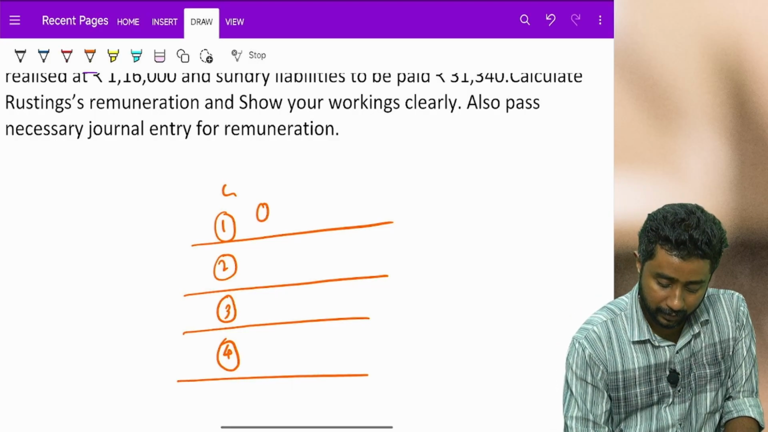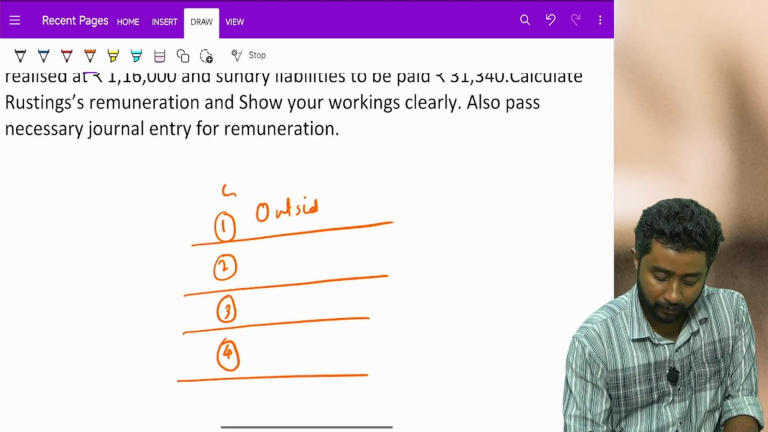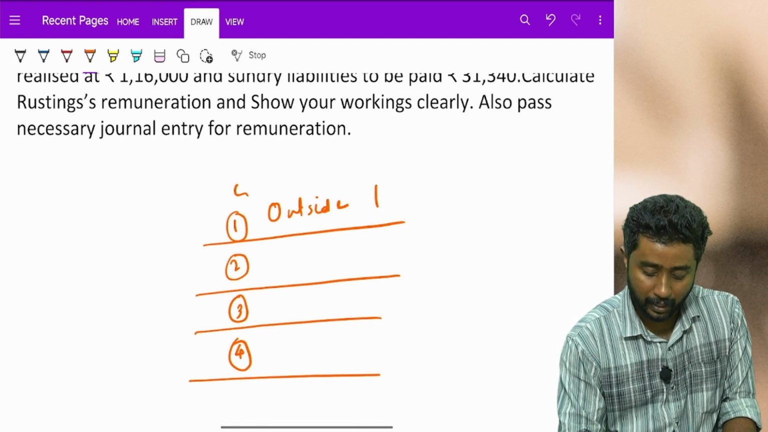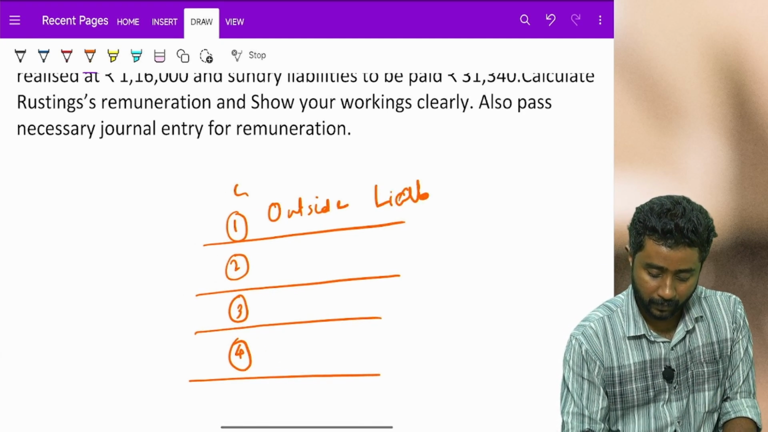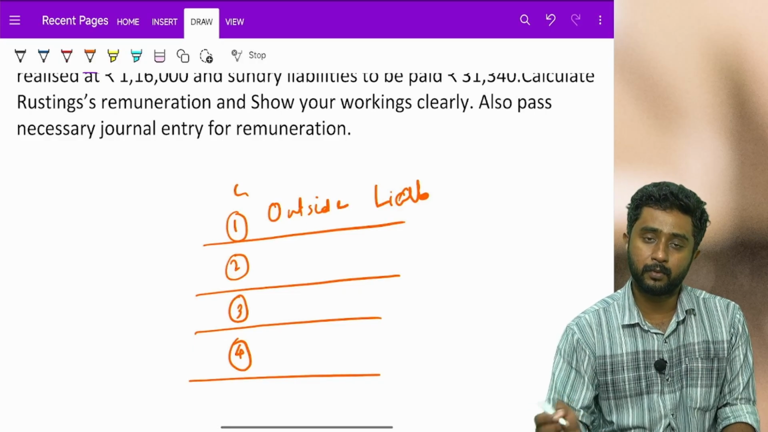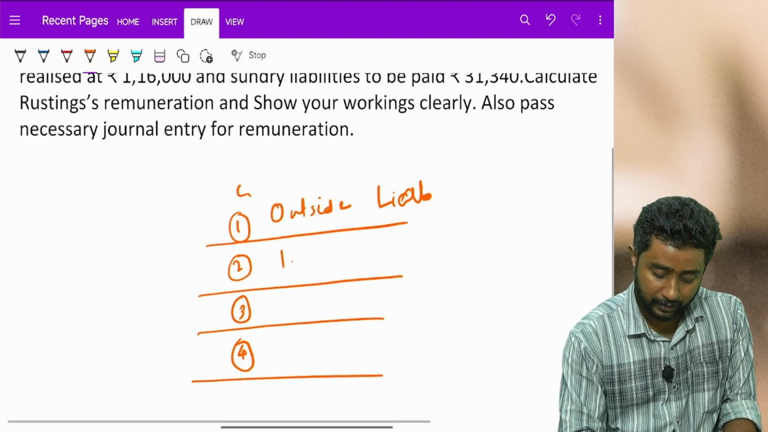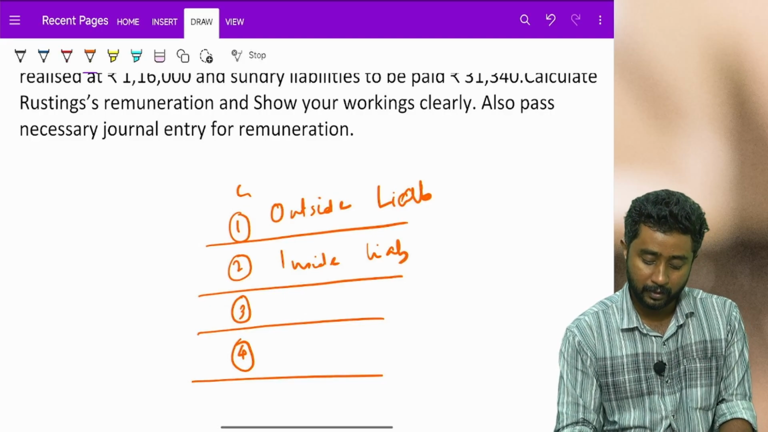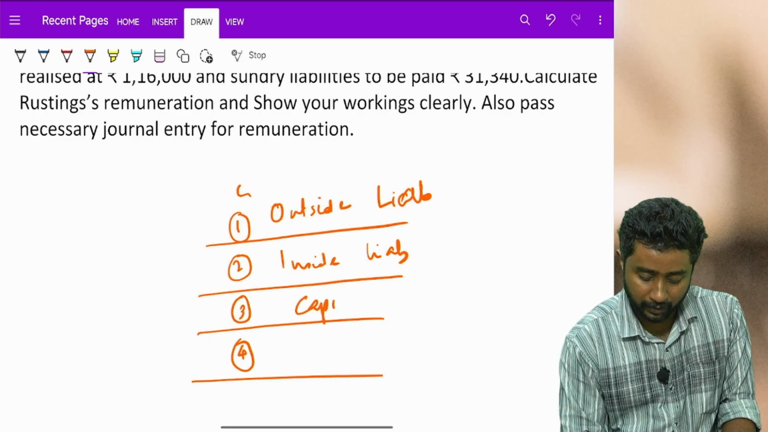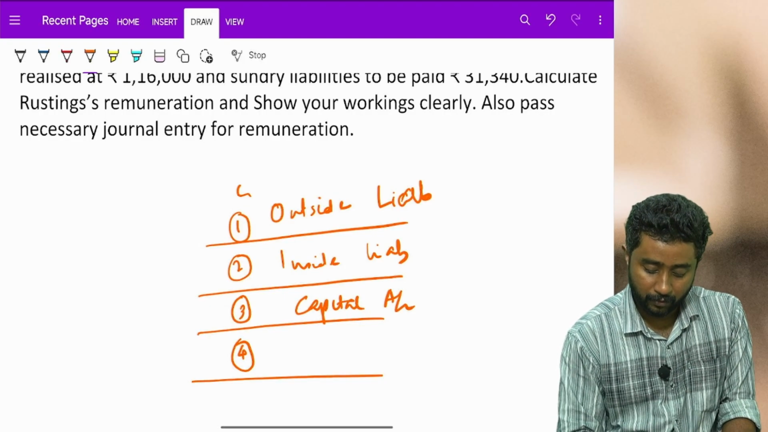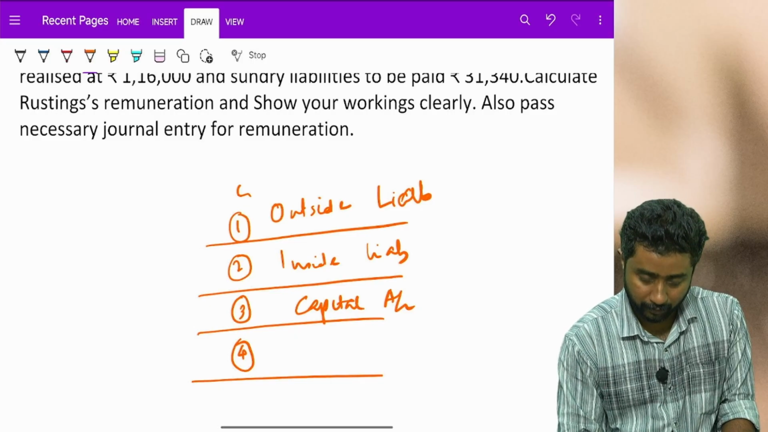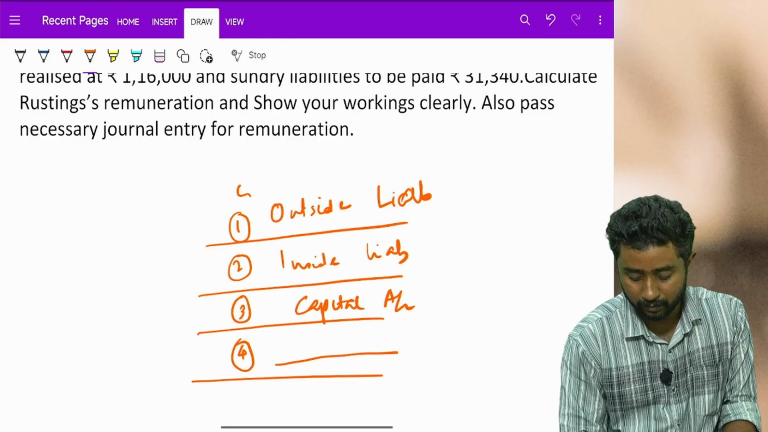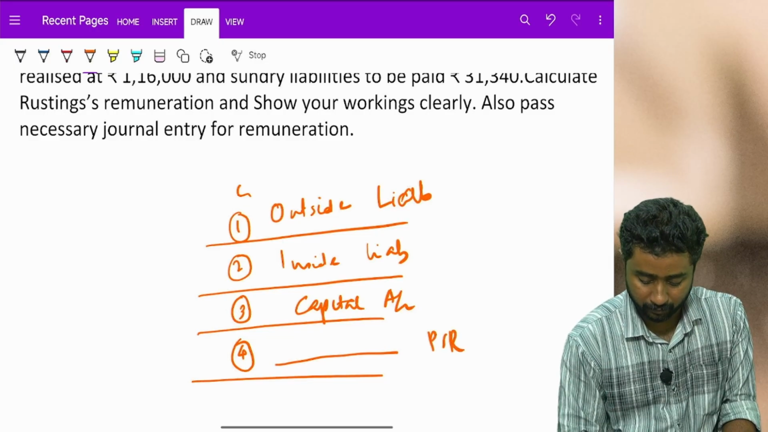So first thing is, the money that we get by selling the assets or realizing the assets will be utilized to pay the outside liabilities. What will it be used for? It will be used to pay outside liabilities. Next, it will be used to pay inside liability. We will come to all these terms in detail soon. Then next, it will be used to pay the partner's capital account. Finally, if any amount is still remaining, it will be shared among the partners in their profit sharing ratio.